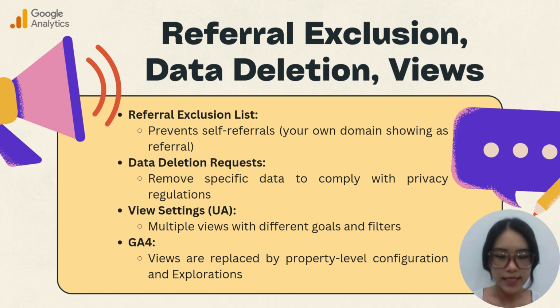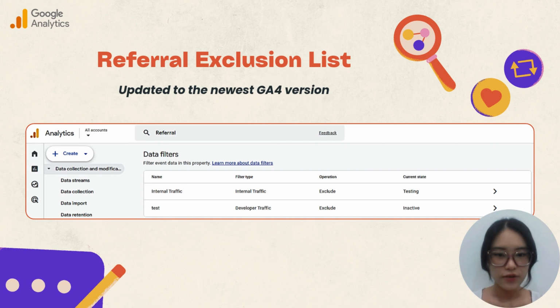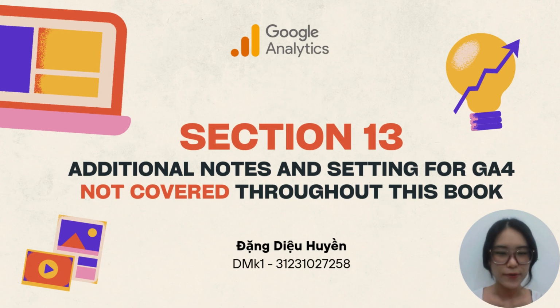In Universal Analytics, multiple views with different goals and filters were common. In GA4, views are replaced by property-level configuration and the use of explorations. This slide shows the referral exclusion list interface in GA4 where we can specify domains that should not be treated as referral traffic. Finally, we arrive at section 13, additional notes and settings for GA4 that are not fully covered throughout the book.